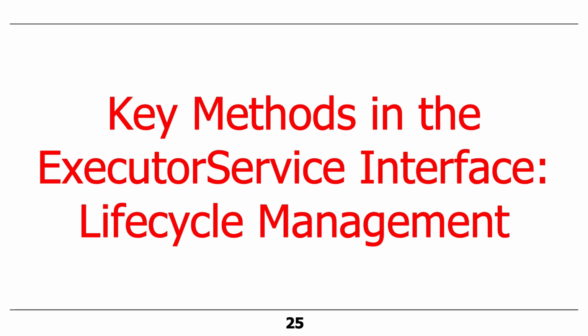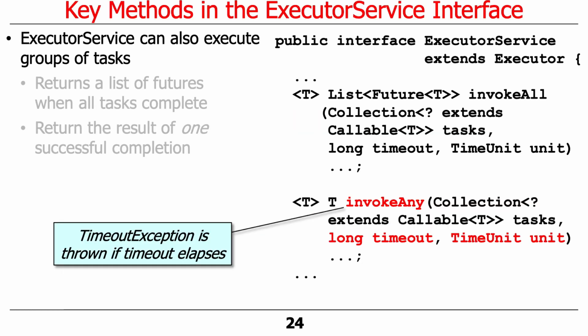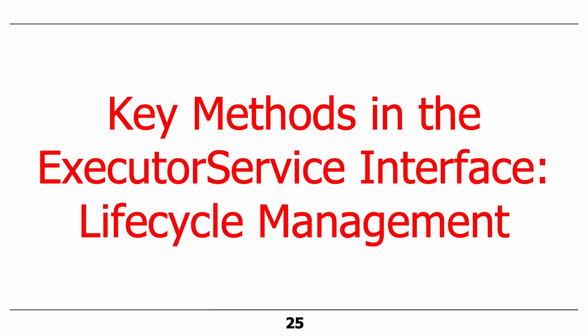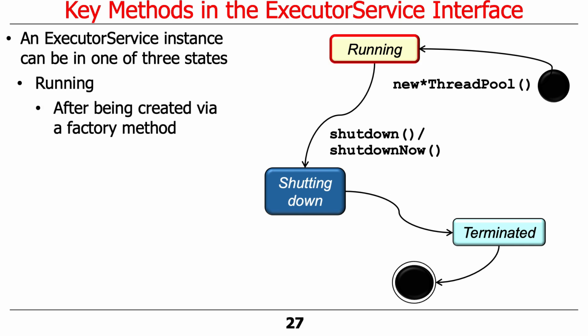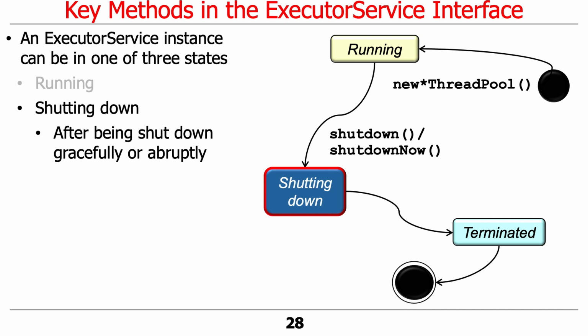So that's basically the methods that you use for submitting and invoking things to run. There's also a whole pile of methods that are used to manage the life cycle of an executor service instance as well. And an executor service instance can be in one of three states: running, which is what happens after you start it up by calling new fixed thread pool or new cached thread pool or whatnot. Shutting down, which happens after you tell it to shut down gracefully or shut down abruptly. We'll talk about those differences in a second.